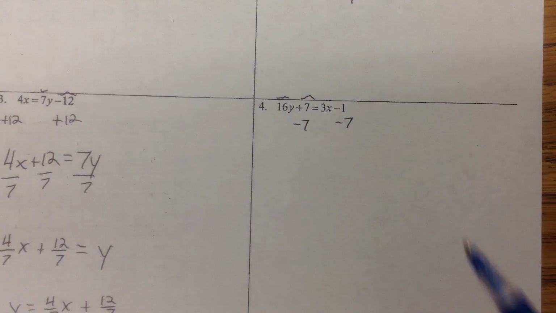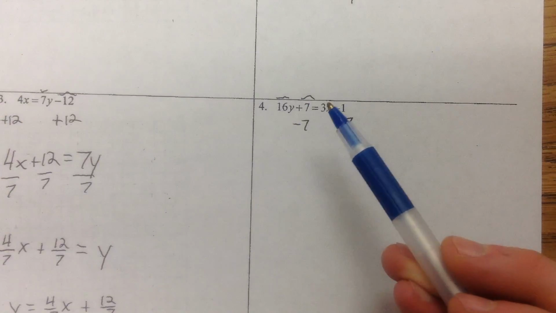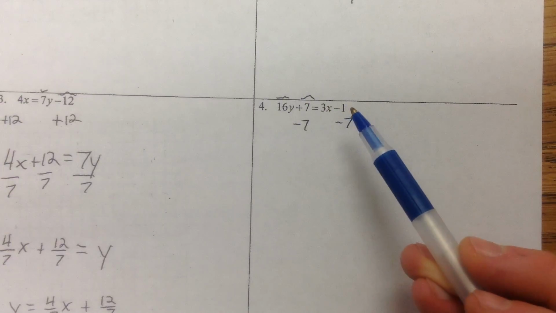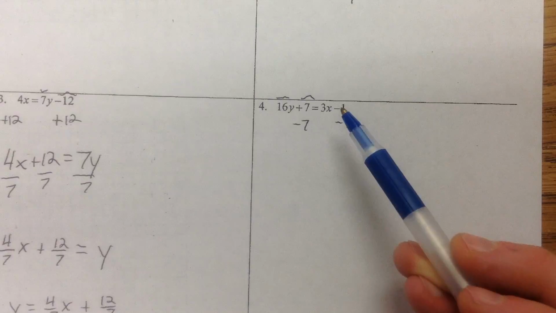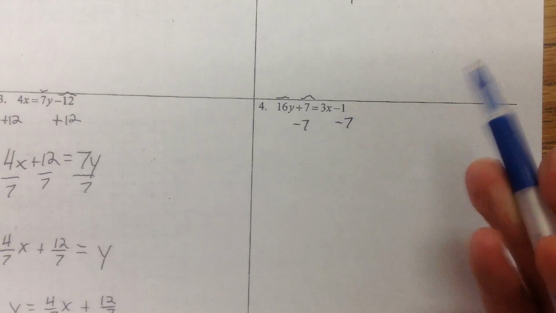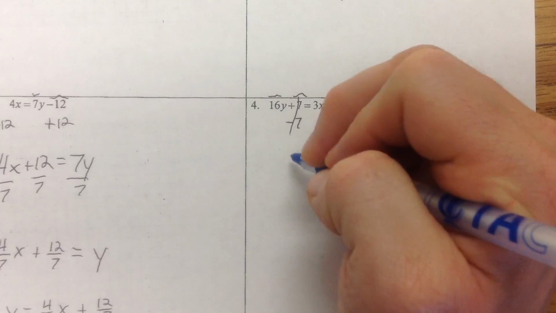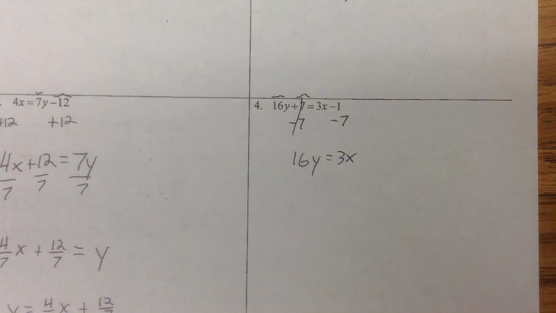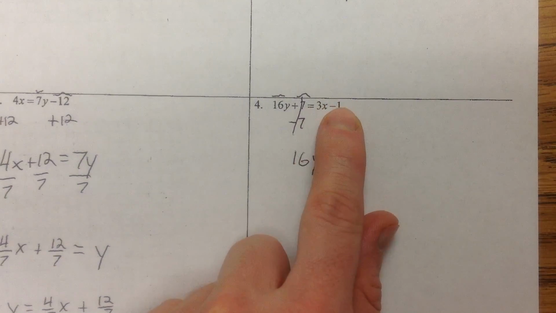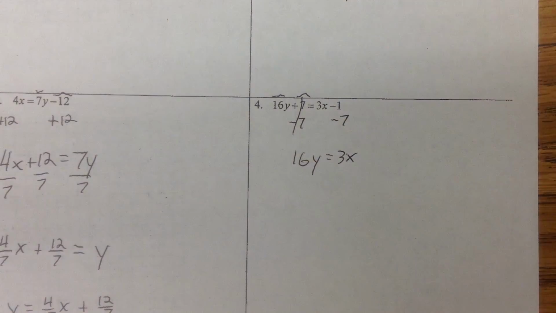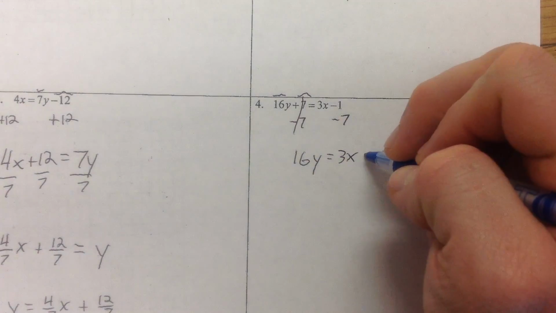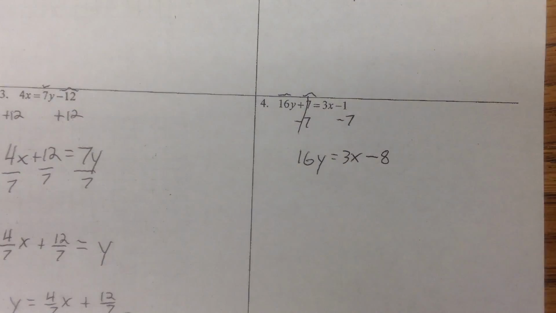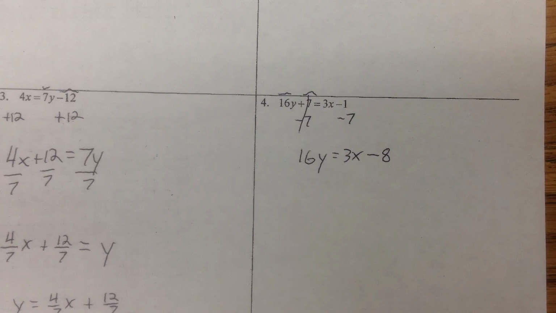Now this one's a little different because now we do have a like term. We can't combine it with the 3x, but we can combine it with this minus 1 because those are like terms. Neither of them have x's. So these will cancel out. We'll have 16y equals 3x. And then what we're really doing here is negative 1 minus 7, which is more negative and works out to be negative 8.